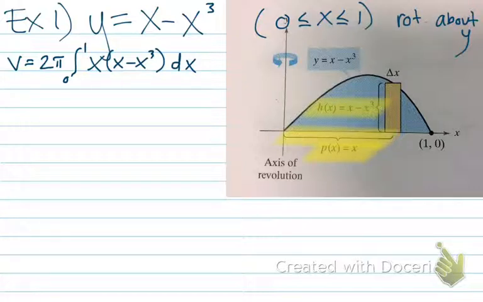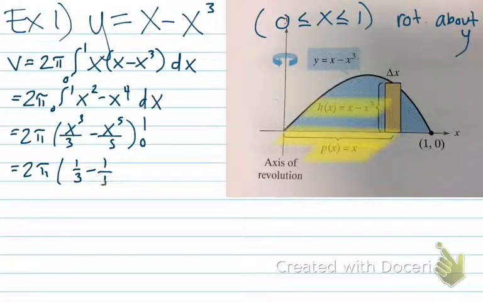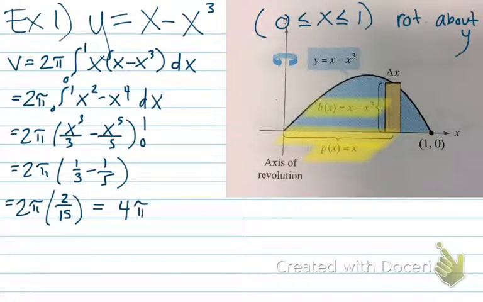So when we go through this, that's probably the hardest part, is setting it up. From there you just take the integral. So 2 pi, from 0 to 1 of x squared minus x to the 4th dx. The integral of that is x cubed over 3 minus x to the 5th over 5 from 0 to 1. So that would be 2 pi times 1/3 minus 1/5. And then when you plug in 0, it equals 0. So that's 2 pi times 1/3 minus 1/5, which is 2/15, which is 4 pi over 15.